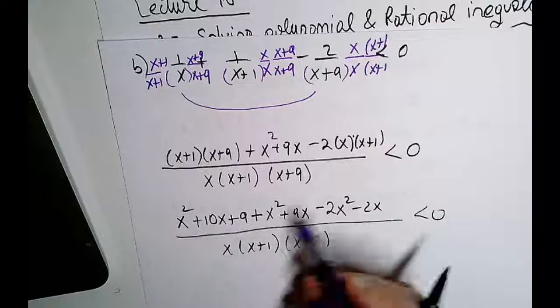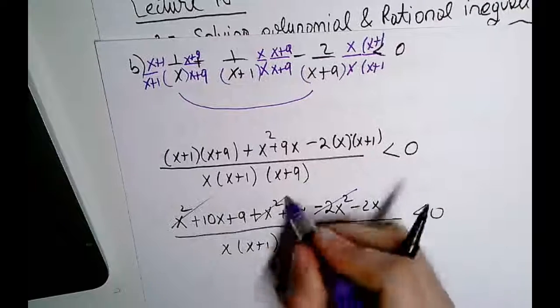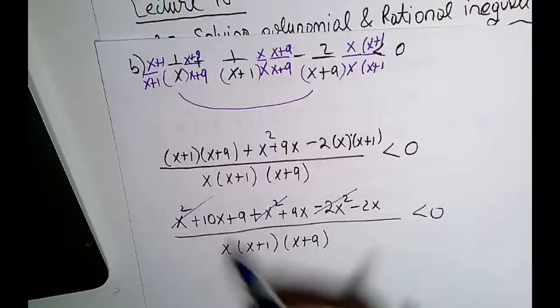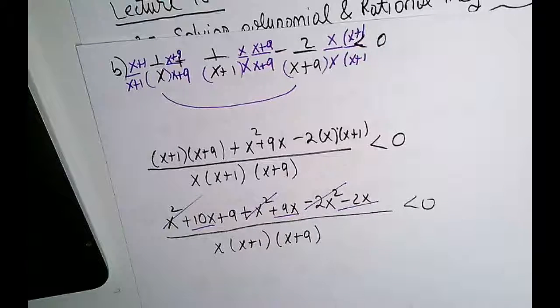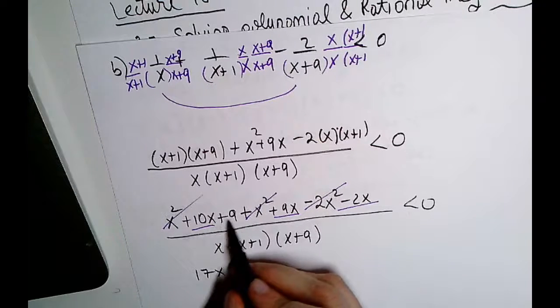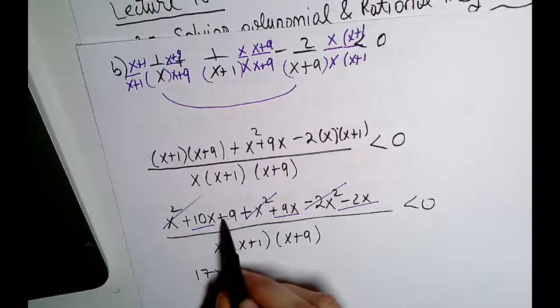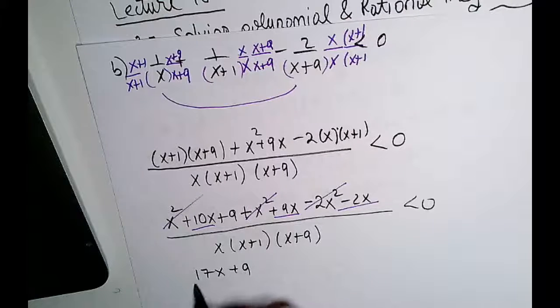Okay, I have x squared plus x squared minus 2x squared. The x squared goes away. I have a 10x plus a 9x. That's 19x minus 2x. That's 17x, and then the only thing I have left is a plus 9.